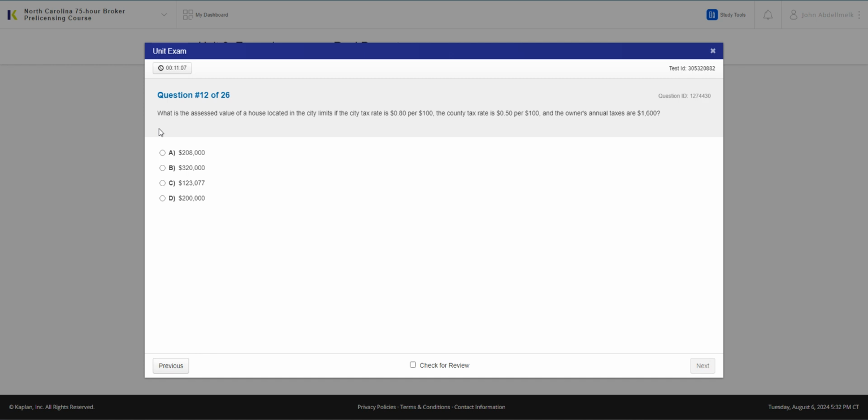So we want to find the assessed value. We need our annual taxes, which is 1,600, and our tax rate. Okay, so I'm going to do 0.8 plus 0.5 equals 1.3, divided by 100. You get 0.013. So that's your rate.